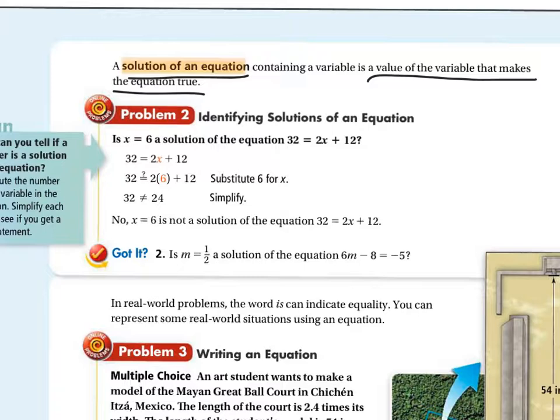In this case, they're kind of giving us options, like problem 2. Is x equals 6 a solution of the equation 32 equals 2x plus 12? They're not really asking us to solve it. They're just saying, if we substitute a 6 for the x, does that work? So you can see that's what they did.